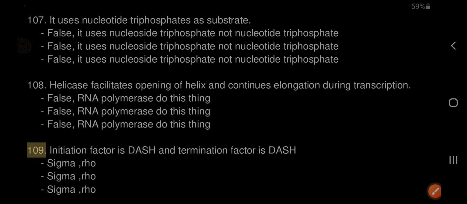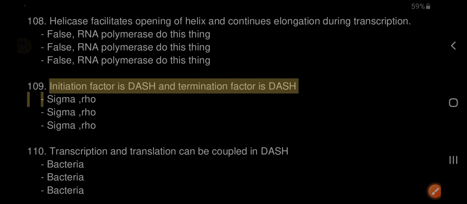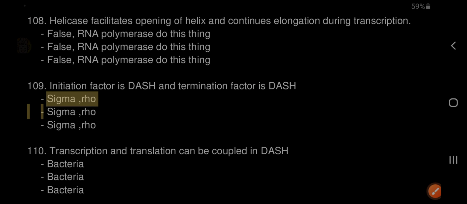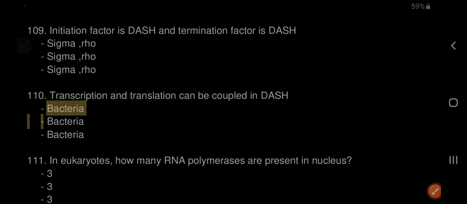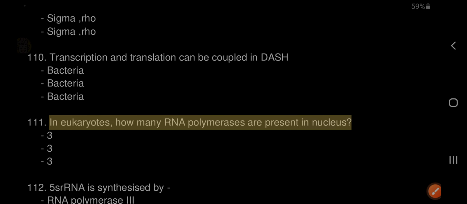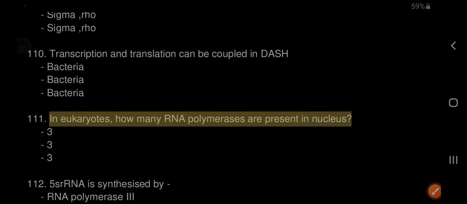109. Initiation factor is dash and termination factor is dash. Sigma, rho. 110. Transcription and translation can be coupled in dash. Bacteria.